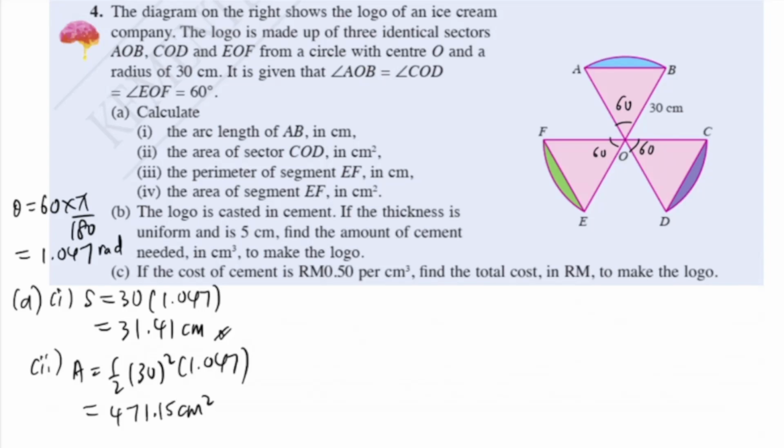Next, I'm finding the perimeter of segment EF. I can see that this is 30. Doesn't matter which part, they're all the same, these 3 are identical. So your length of EF is also 30. Why? Because it's an equilateral triangle, and all 3 sides have the same length.